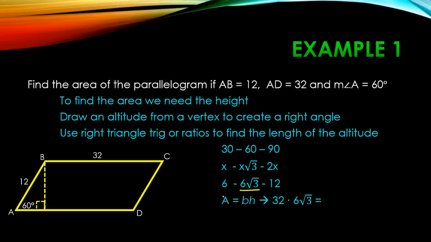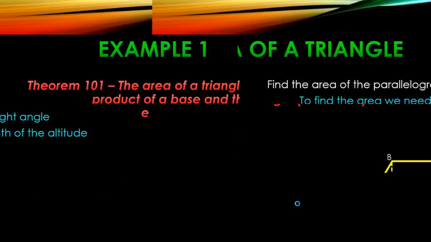Okay? So then the area would be the base times the height. The base is 32. The height is 6 times root 3. So that equals 192 root 3. Because remember, we can multiply these numbers, and this one just does not change because we don't have a radical at this one. So I got that just by multiplying 32 times 6 and kept the radical 3. So the answer for this would be 192 times the square root of 3.